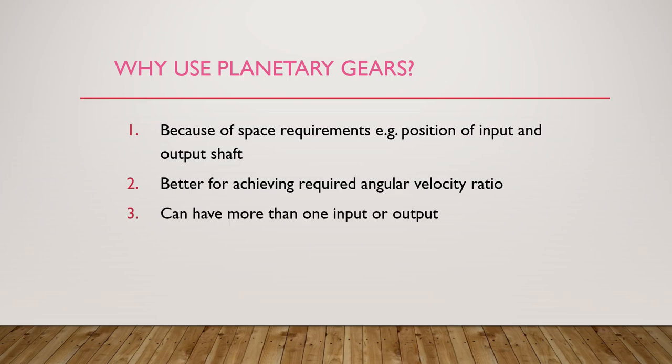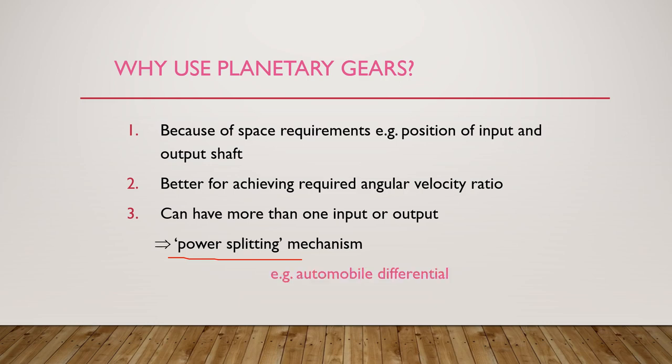It can have more than one input or output. As I already told, one will be the fixed sun gear and the other will be rotating around this. So you can have many such fixed gears, and the planetary gear train can rotate around this. So the output can be received from different points. This is the advantage of the planetary gear train. We call this a power splitting mechanism, by changing the input and output.